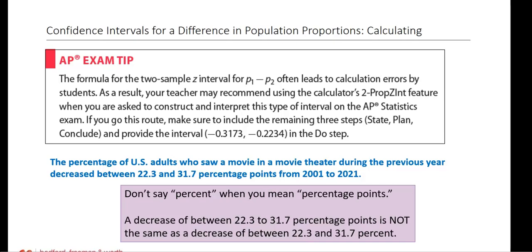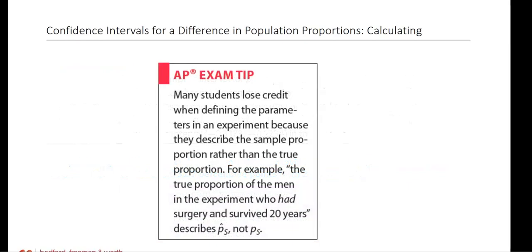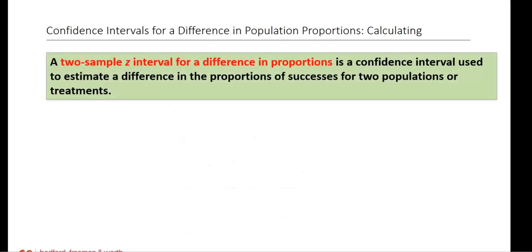It's really easy to forget that, by the way. I don't think that's a huge ding on there. If it is a ding, sometimes they overlook that on the rubric, but that's the idea. So oftentimes the true proportion, who had surgery and survived, that would be talking about a sample or something that happened in the past. So you want to talk about the parameter. So be careful with your verbiage there.